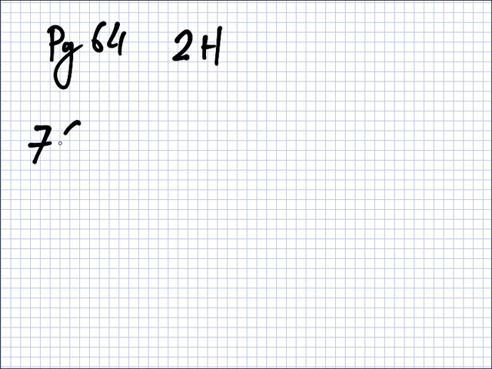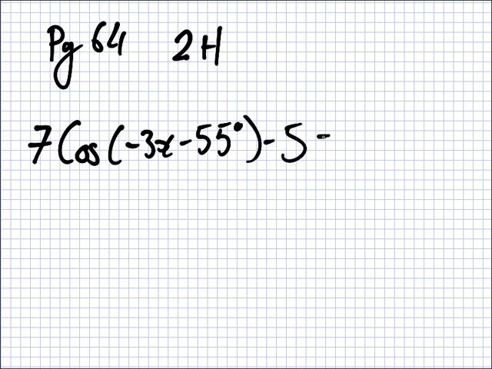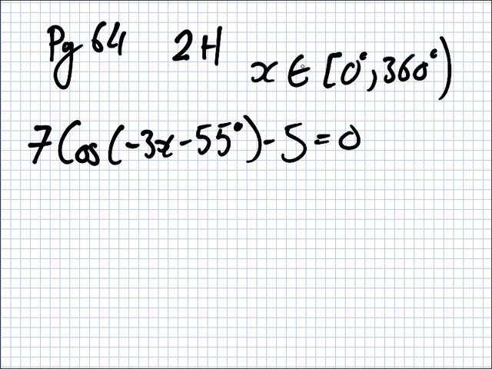7 cos minus 3x minus 55 degrees minus 5 equals 0, and x is between 0 degrees and 360, not including. Okay? You'll need your calculator for sure, so you might as well just take it out now before we get into it.